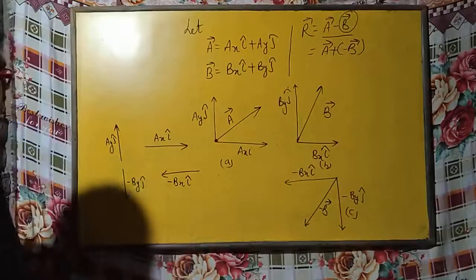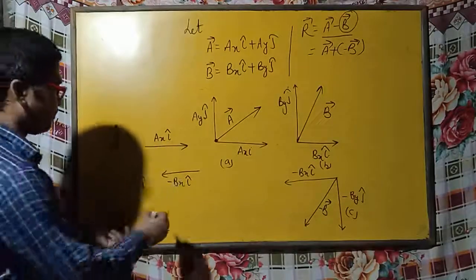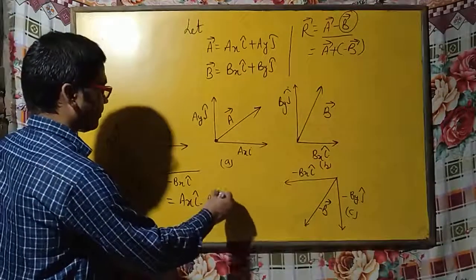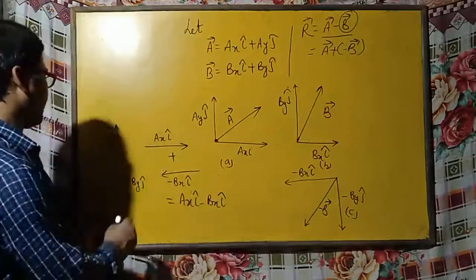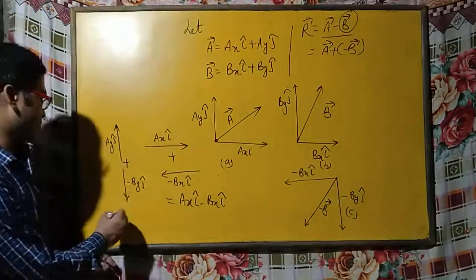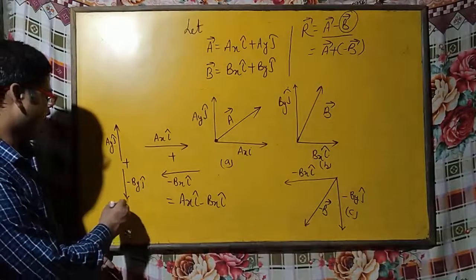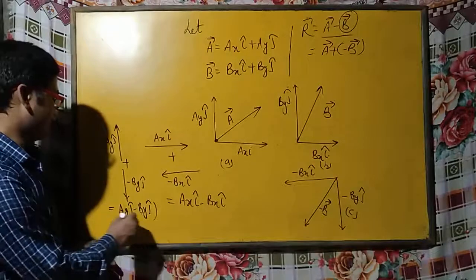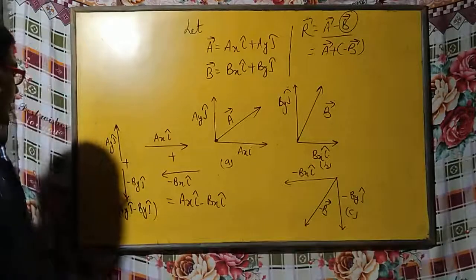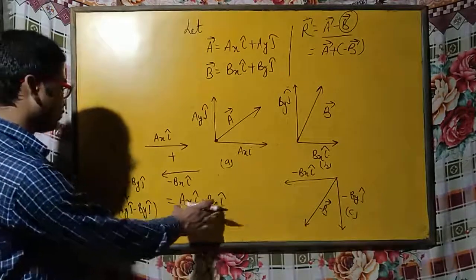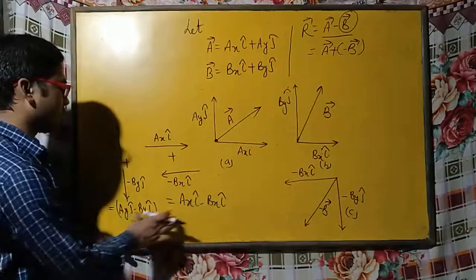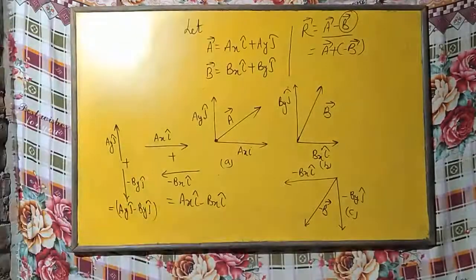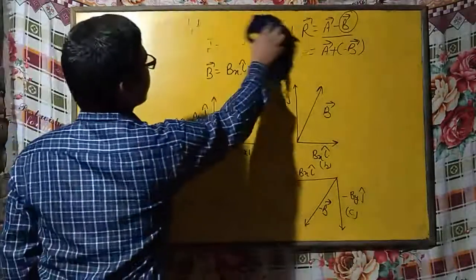So now you can see their addition becomes axi minus bxi if you add these two together, and if you add these two together you will get ayj minus byj. Okay, now the resultant means if you add these two together you will get the required result. So you will get the required result by adding these two vectors together.